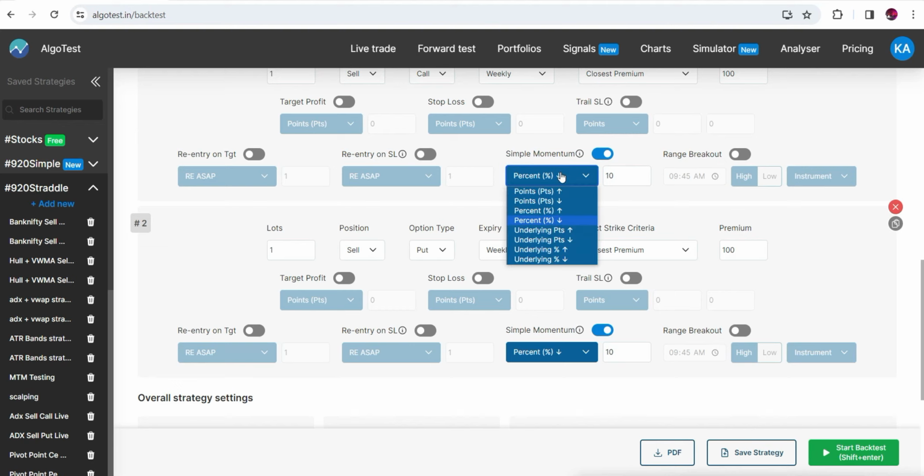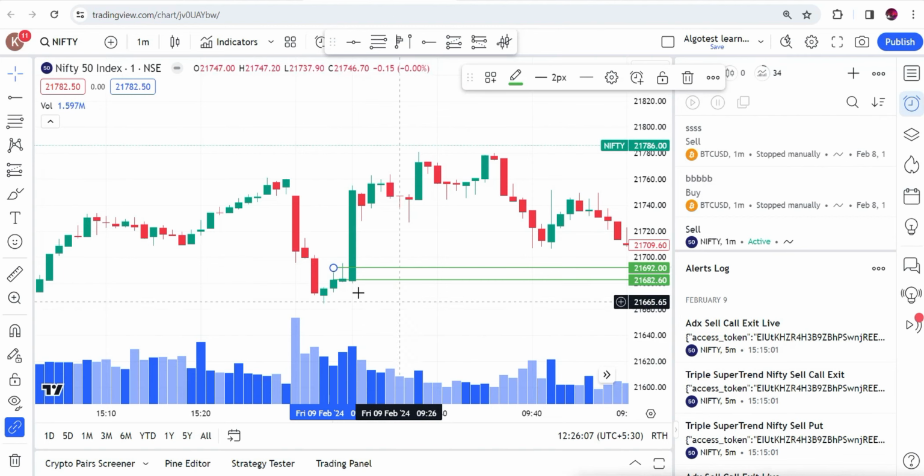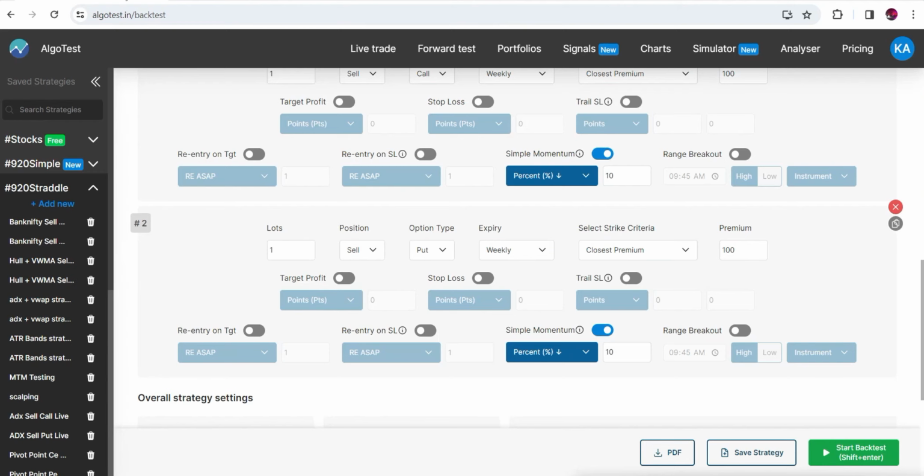Now we have understood how points and percentage work. These are the momentum on the options contract chart. But what if we want to check the momentum on the index chart, that if the index, meaning the Nifty main index spot chart or future chart, moves 10 points above, or 20 points above, then take entry? We can do that by using the underlying feature.